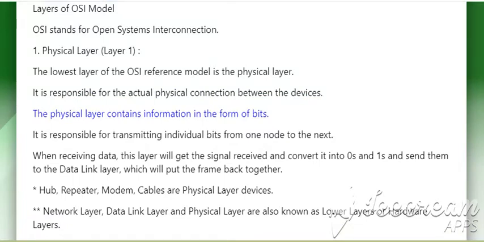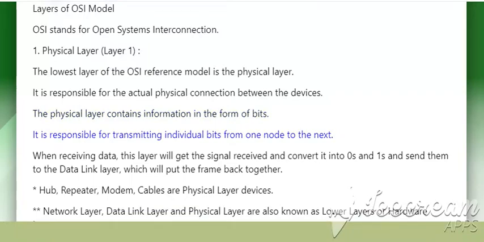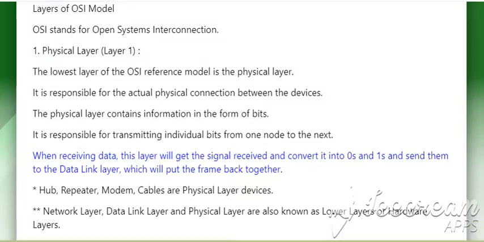The physical layer contains information in the form of bits. It is responsible for transmitting individual bits from one node to the next. When receiving data, this layer will get the signal received and convert it into zeros and ones and send them to the data link layer, which will put the frame back together.